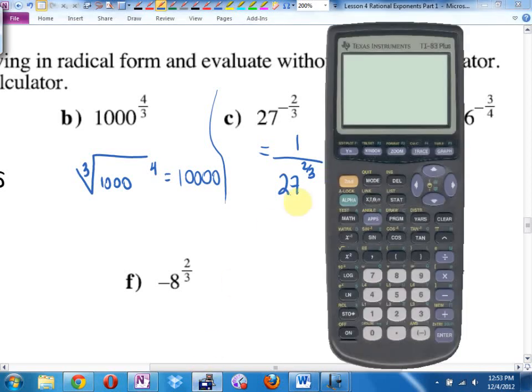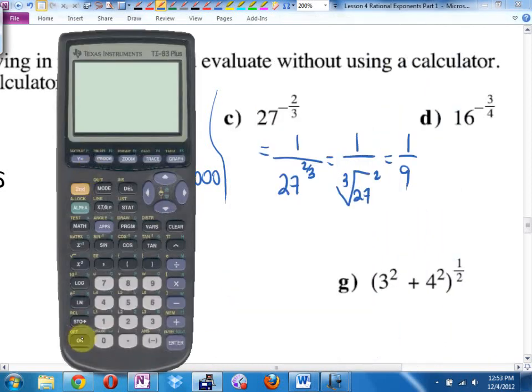This is why I cut Cole off earlier when he was going for his calculator. See, if you check this one out on your calculator, you'll get 27 to the power of bracket negative 2 divided by 3. I don't know necessarily that you'll recognize that that's really 1/9. It is.